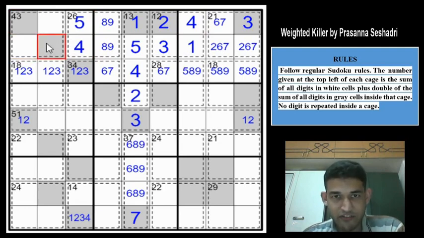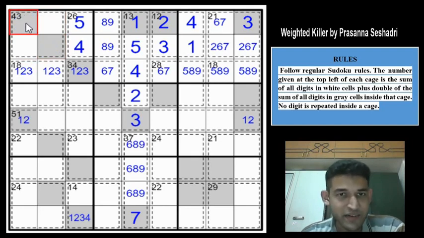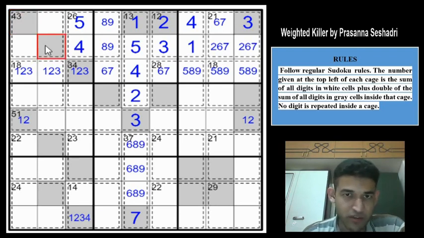I have a feeling that 6, 7 must go here and 8, 9 must go here. Yeah, right? See, you have 43 total, right? Now let us try minimizing the value in the gray cells. So as I said earlier, again I am repeating, when you have minimum possible values in some of the cages and still you are able to reach the total, then those must be the values inside those cages.